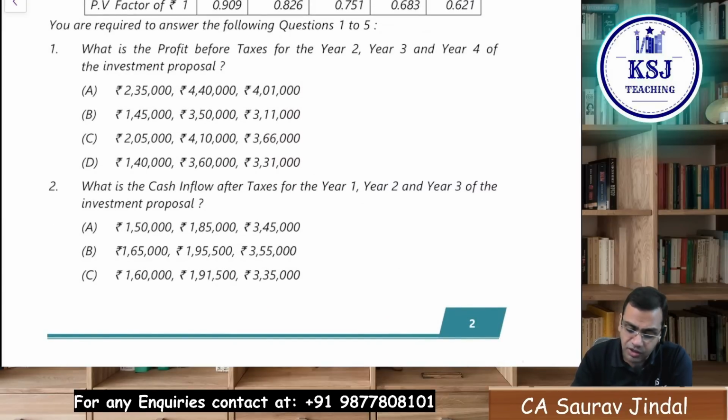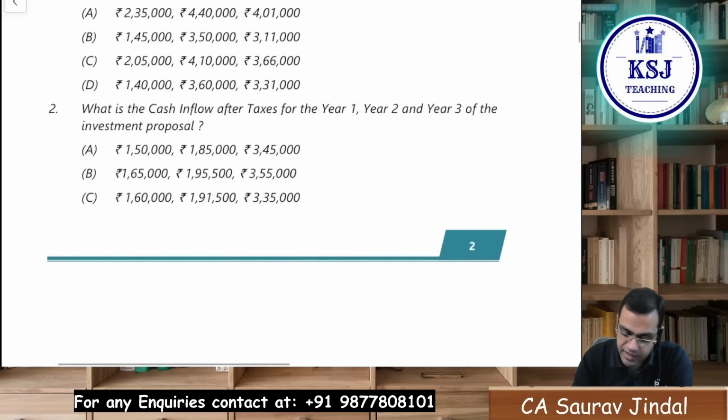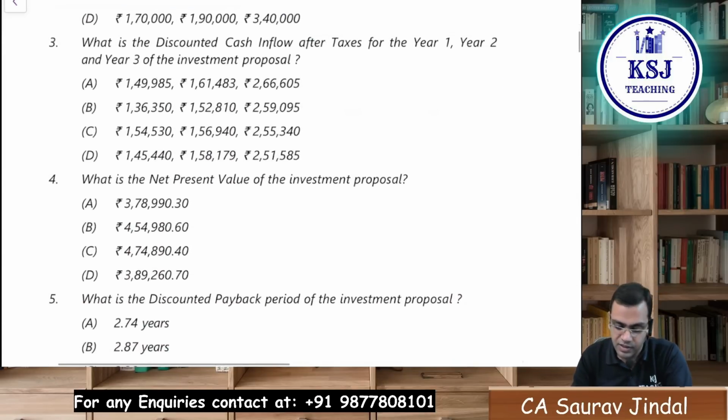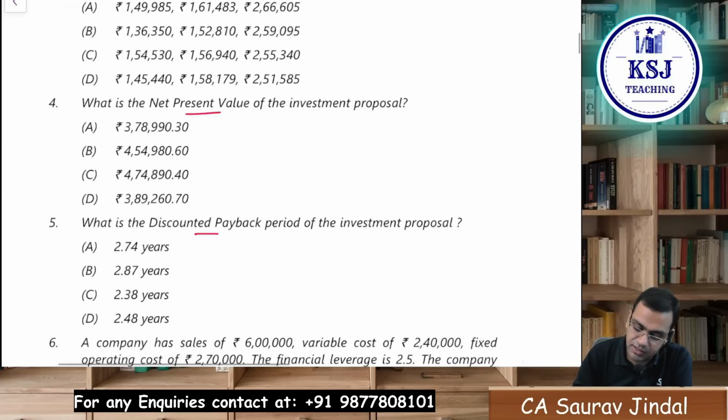You are required to answer the following questions. What is the profit before taxes for year number 2, 3 and 4? What is the cash inflow after taxes for year 1, 2 and 3? Cash flow, not profits, cash flow. What is the discounted cash flow after taxes for year number 1, 2, 3? What is the NPV and what is the discounted payback period? Right. Let's try to solve this capital budgeting question.